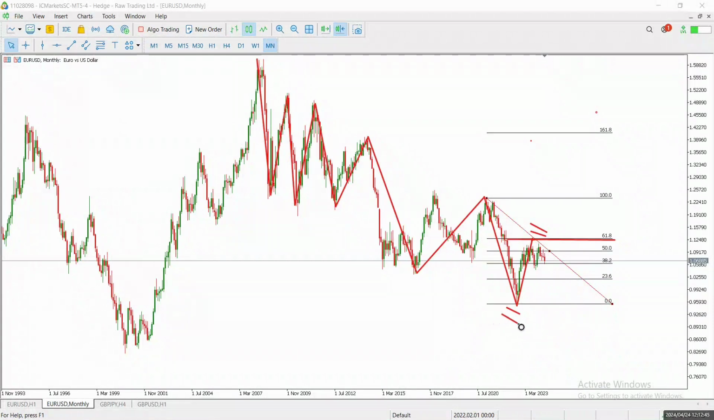So clearly we can see price rejecting at the 61.8. Let me take the annotations out so we can see price clearly rejecting at the 61.8, which we already know is a key reversal area.